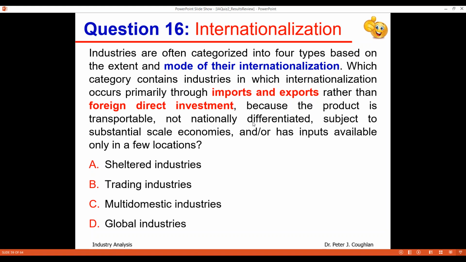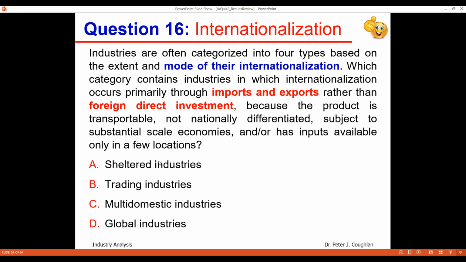Remember, imports and exports is basically trading across borders, so across countries. People are buying from you, or you're selling to other countries or buying from other countries, but not foreign direct investment. In other words, you're not actually building factories or production, investing in capital assets in other countries. That might be happening because the product is transportable, so you don't need to go over there to make it. It's not nationally differentiated, so you don't have to customize to the market. It's subject to substantial scale economies, so you want to produce as much as possible in one location, or maybe the inputs are only available in a few locations, so you can't spread out production.